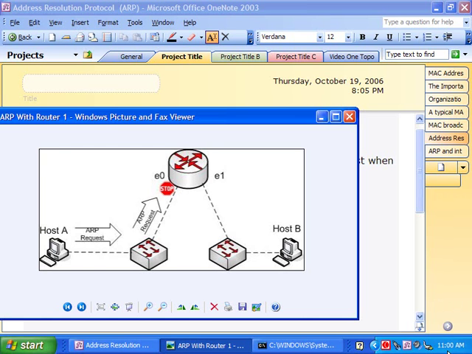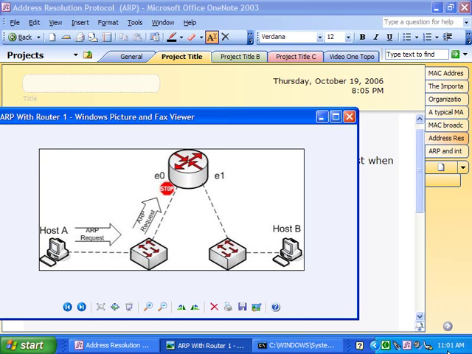Well, what we have to have running on that router is a service called Proxy ARP. And if you're not familiar with the term proxy, it's often applied to a vote, a proxy vote. And what happens is someone else casts a vote on your behalf because you can't be there, and that's a proxy.